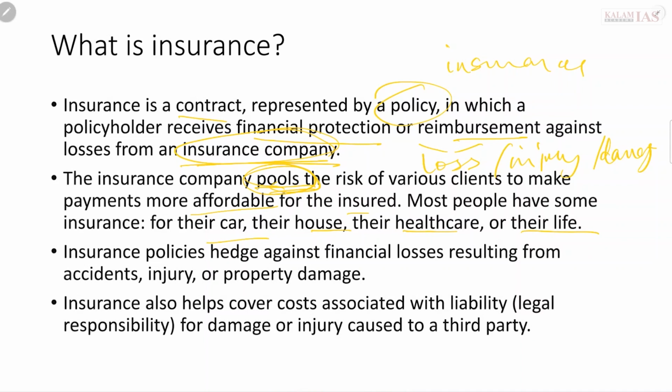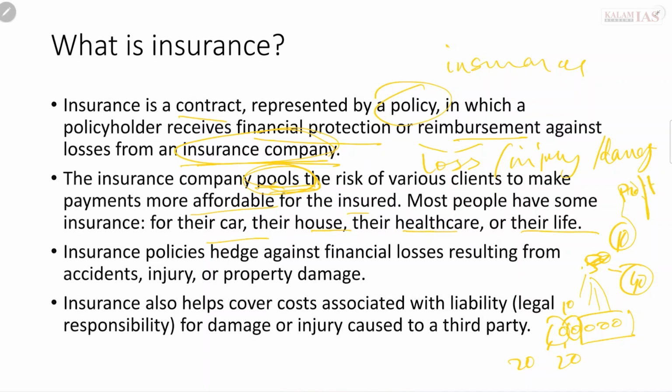This pooling of resources is the fundamental principle of insurance. Let us say you have 5 people, all of them contribute 10 rupees each to a common pool. Now they have 50 rupees. Two of them face damage of rupees 20 each, because it's not necessary that all 5 of them will face a damage. So then the insurance company will pay 40 rupees. The 10 rupees that they received is the profit.